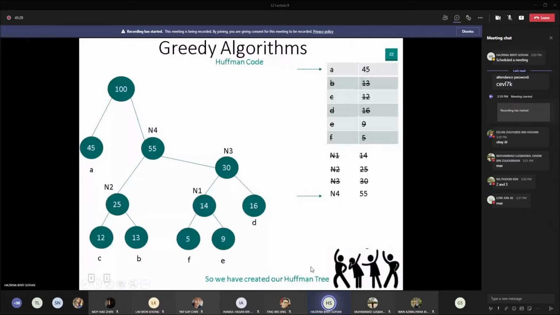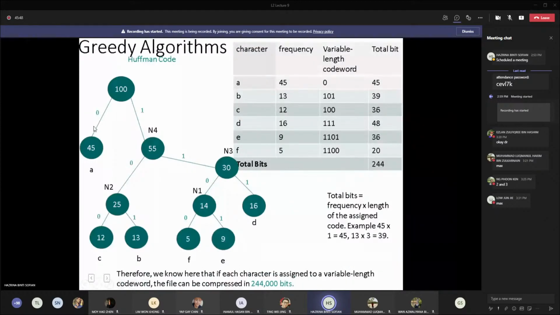Right now, the purpose of us doing this is to assign the code word. So for us to do the code word, you need to put the code 0 on the left and 1 at the right. Like this, 0 at the left, 1 at the right, to each of the edges. So we already have this.